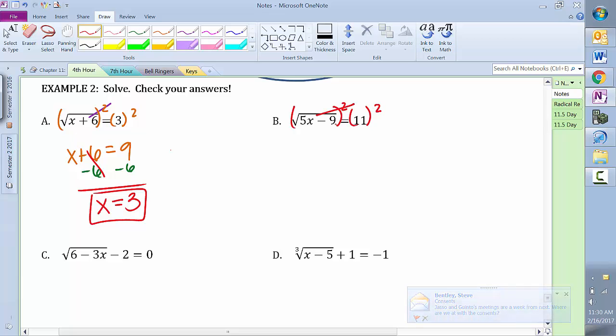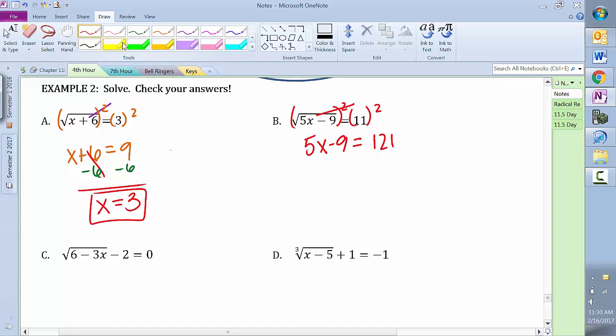In order to get rid of a radical, you square it or cube it, depending on what the index is. So I'm left with 5x minus 9 equals what? 121. Now we solve, so go ahead and solve. I think you can take it from here. Let's see how you do. You're just solving for x.